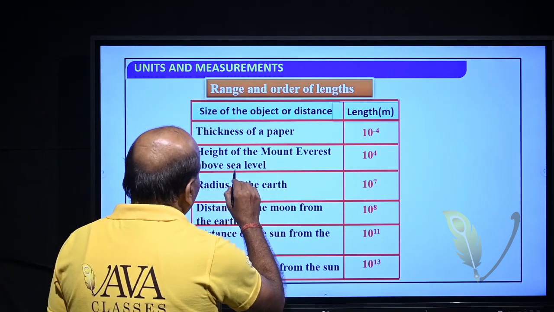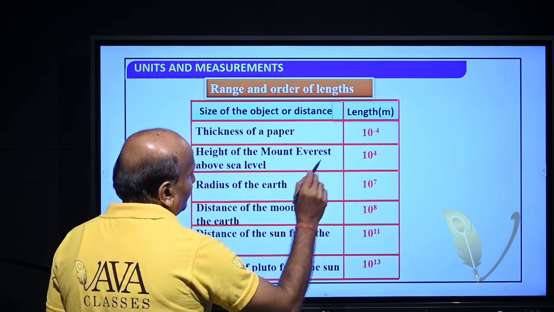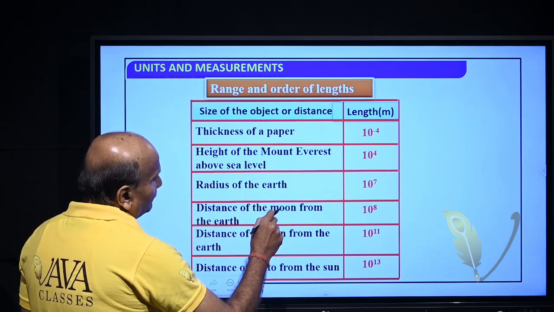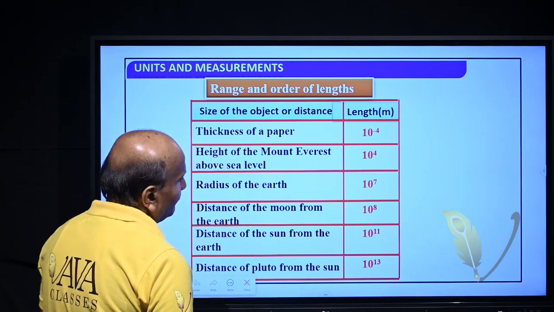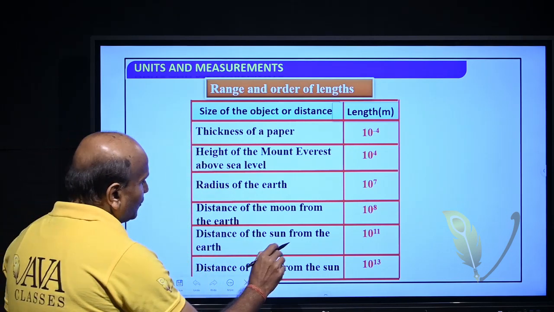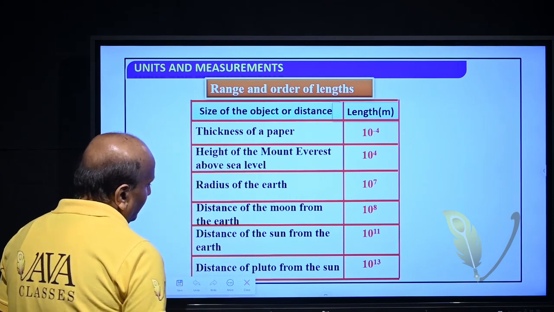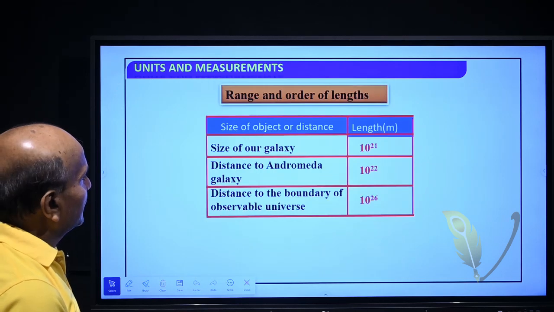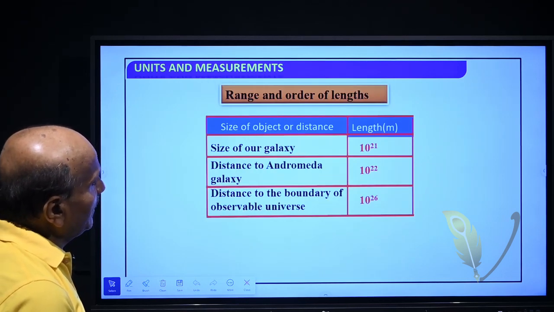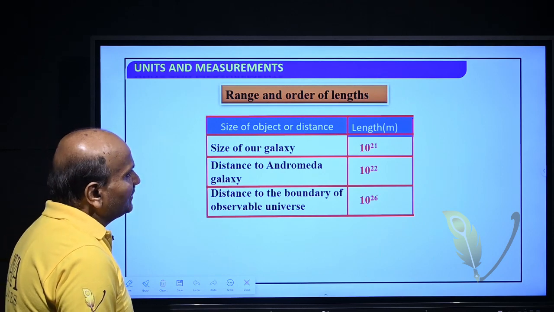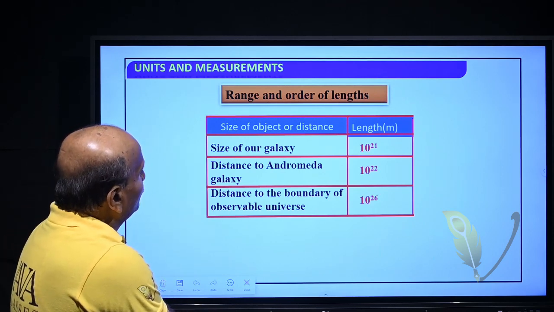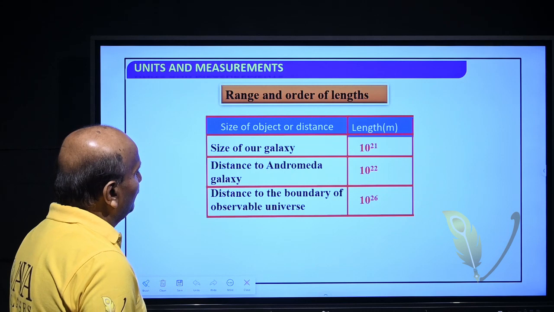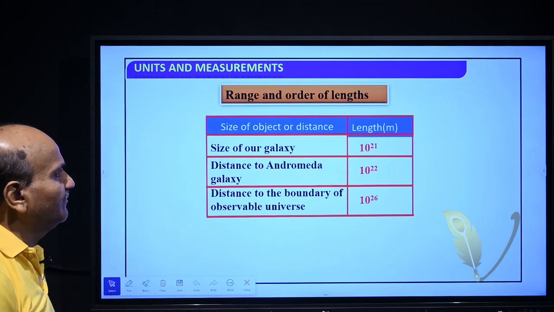Height of Mount Everest above sea level 10 to the power 4 meter. Radius of the earth 10 to the power 7 meter. Distance of the moon from earth 10 to the power 8 meter. Distance of the sun from the earth 10 to the power 11 meter. Distance of Pluto from the sun 10 to the power 13 meter. Size of our galaxy, meaning its radius or diameter, 10 to the power 21 meter. Distance to Andromeda galaxy 10 to the power 22 meter. Distance to the boundary of the observable universe 10 to the power 26 meter.